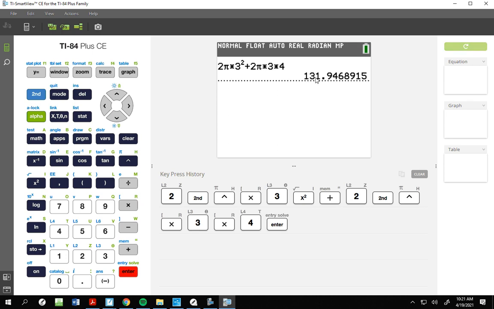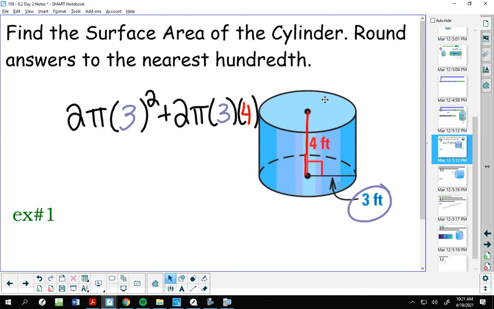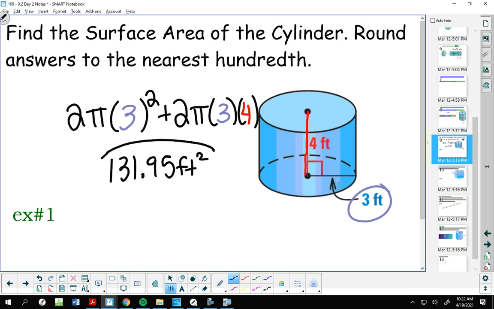So we get 131 point, we want 2 decimal places. So we have to look one farther, and the 6 is going to round the 4 up to a 5. So 131.95 feet squared. Again, it's still area, surface area, so make sure your units are squared.